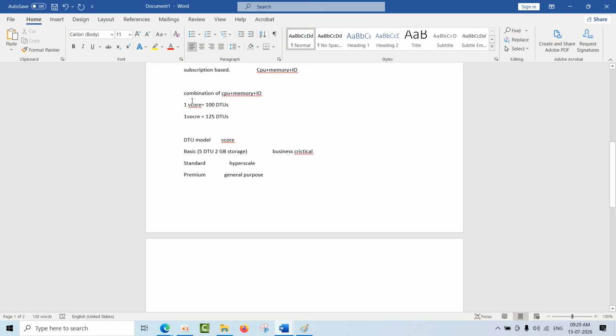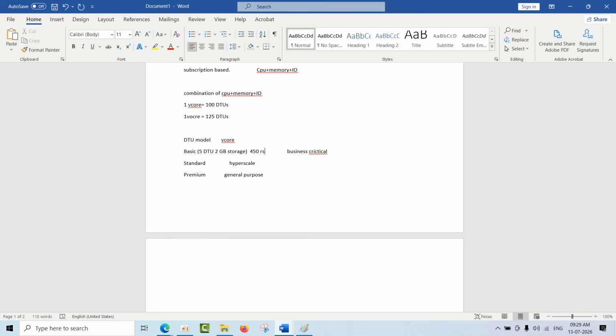See, 1 vCore is equal to 100 DTUs. In the 100 DTUs, 5 DTUs is what percentage? 5%, right? So 5% of 1 vCore, 5 DTUs, is the basic tier. That costs almost 450 rupees. So for every person who wants to upgrade or explore, they can spend 450 rupees instead of $2000.